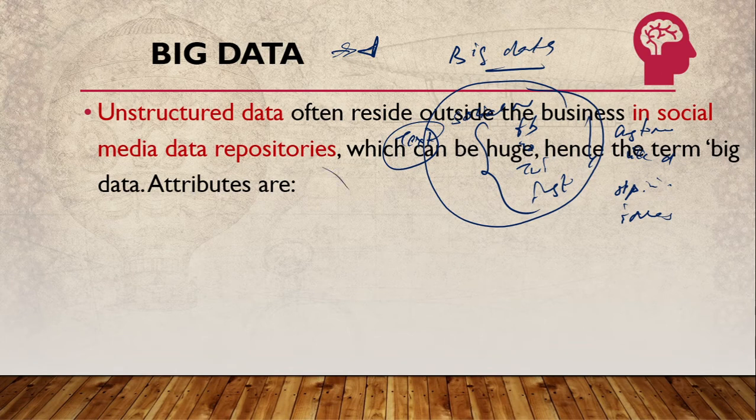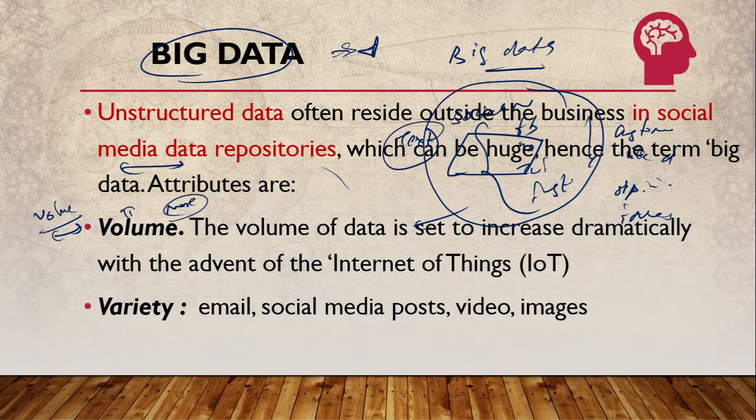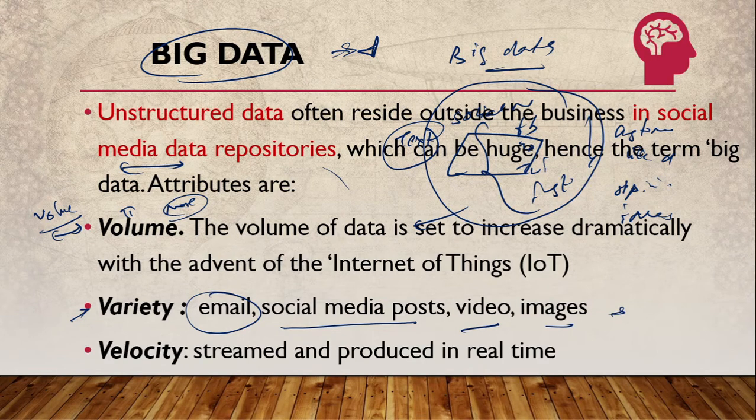As I've just said, this data is unstructured, which is available in social media. This data is huge. That's why it is called big data. Some of the attributes are: the data is huge, that means the volume of the data is huge. It is also expected to increase because more people are using social media nowadays. Also the variety of data is huge. Variety in the sense that some of the data is from email, social media posts, images, videos. Next is the velocity.